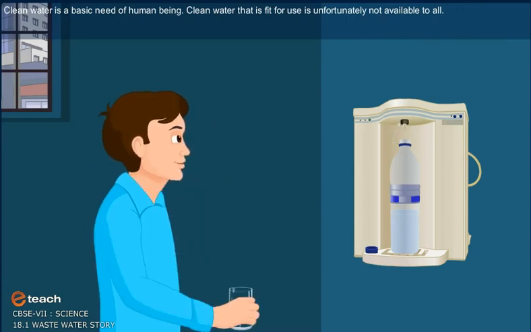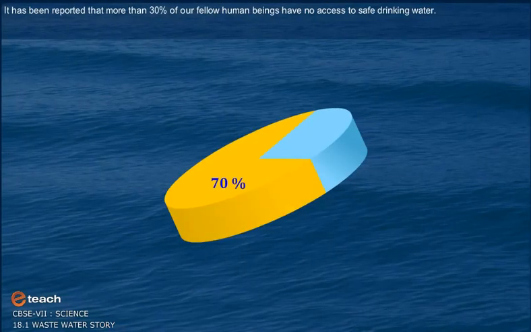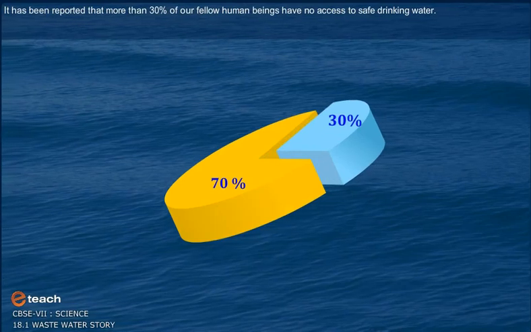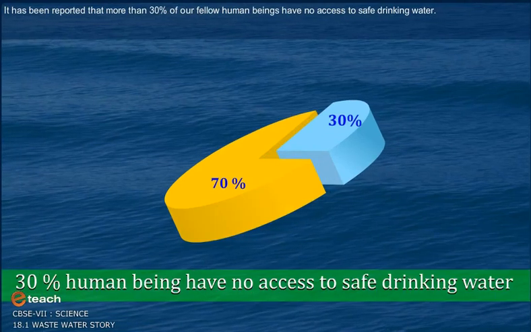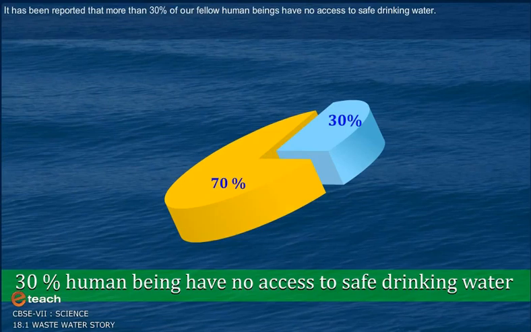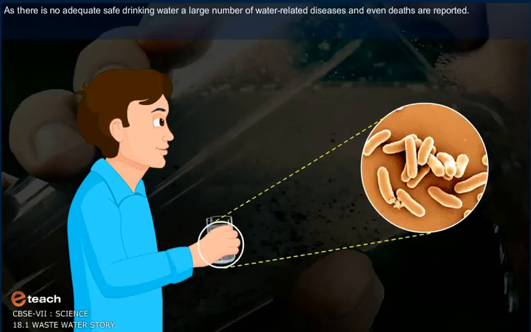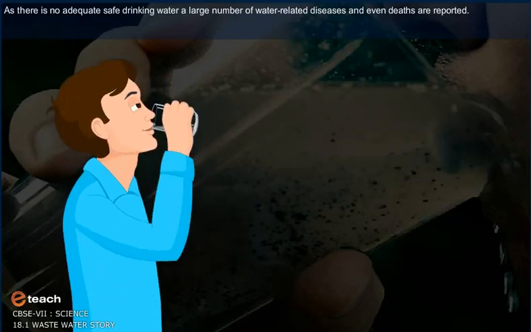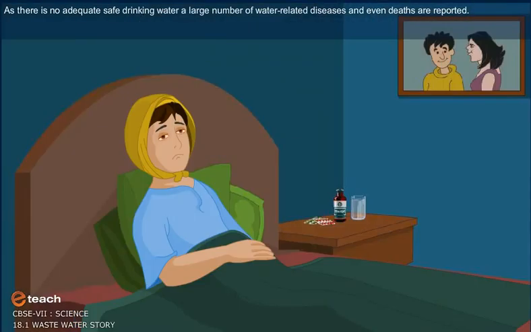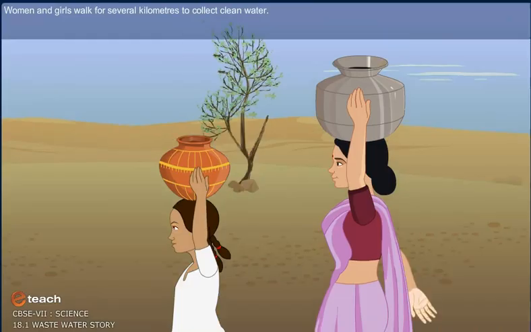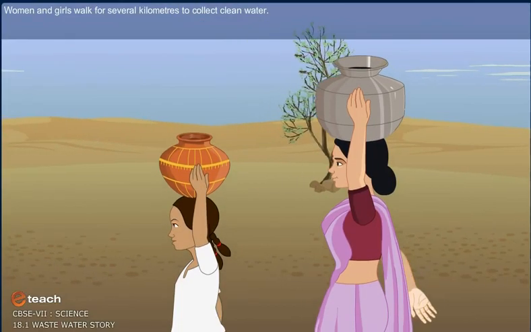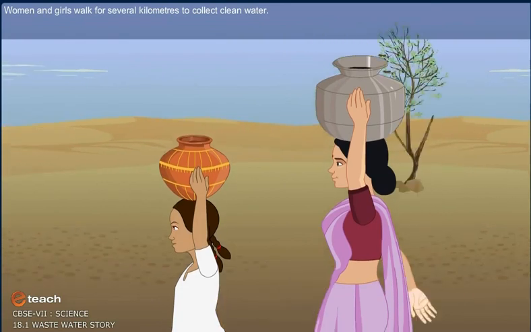Clean water that is fit for use is unfortunately not available to all. It has been reported that more than 30% of our fellow human beings have no access to safe drinking water. As there is no adequate safe drinking water, a large number of water-related diseases and even deaths are reported. Women and girls walk for several kilometers to collect clean water.